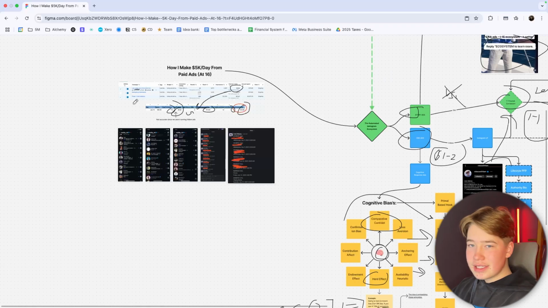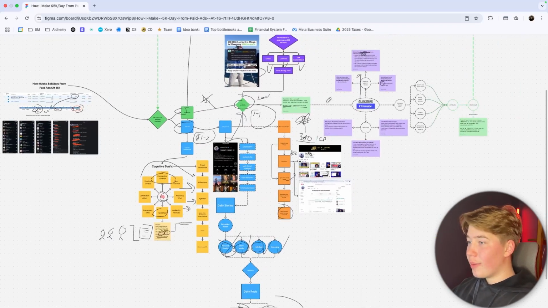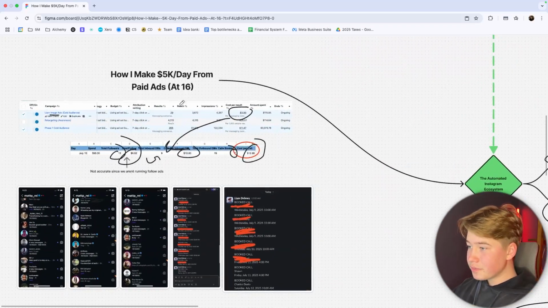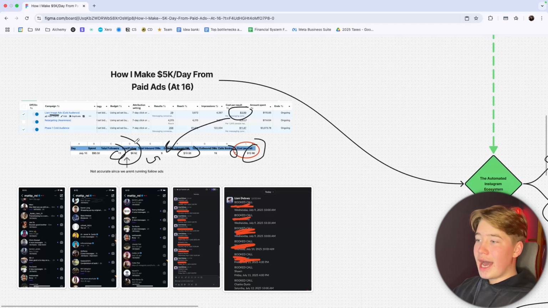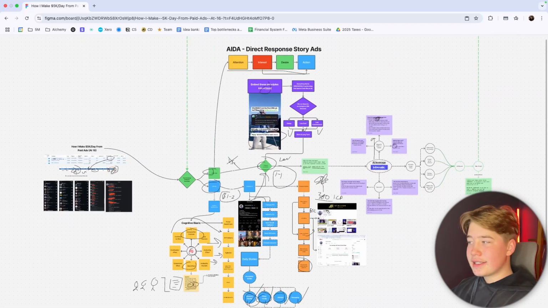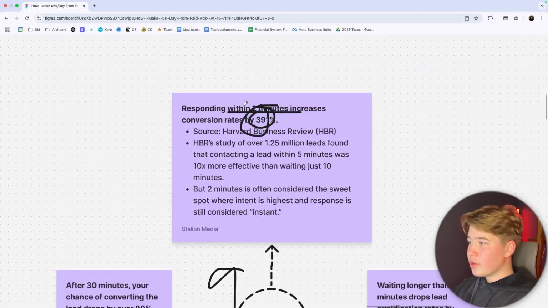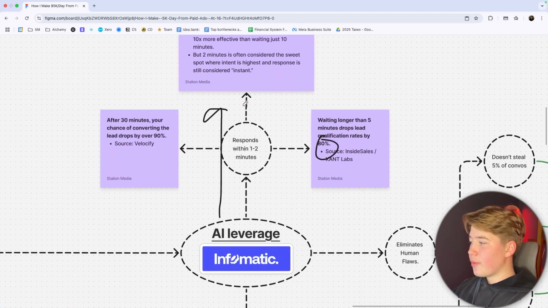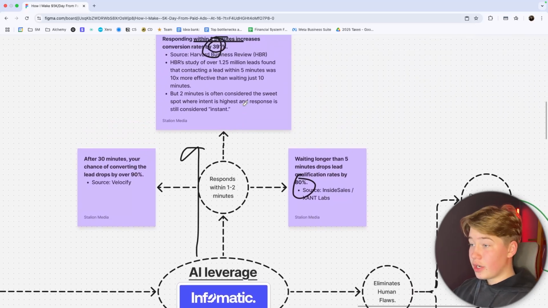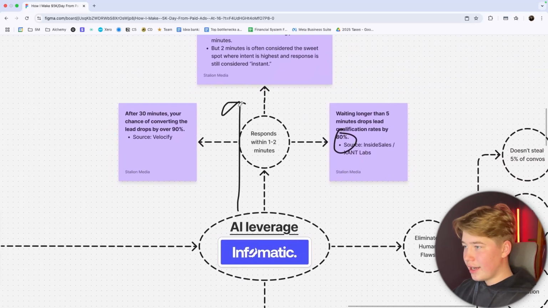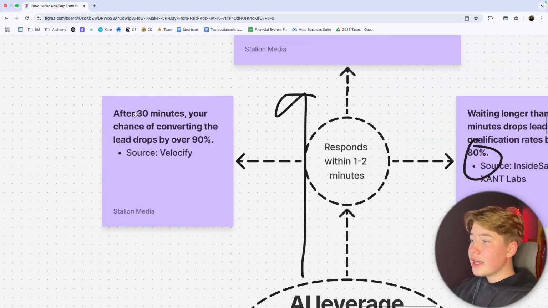We fired our setter in 1 week of putting Informatic on my done for you client Matt's offer. And we're already at 9 calls a day, 7 calls a day. It's genuine. I believe that it's 400% better, because before the human was booking 1 to 2 calls a day, right? And so most people think ads is the problem, but a lot of the time it's actually human. It's actually their setter. So after 30 minutes, the chance of converting the lead drops by over 90%.